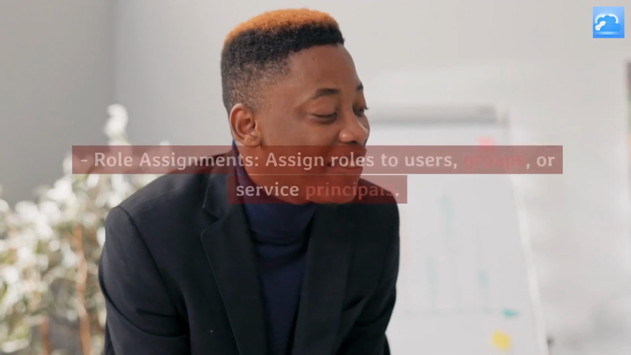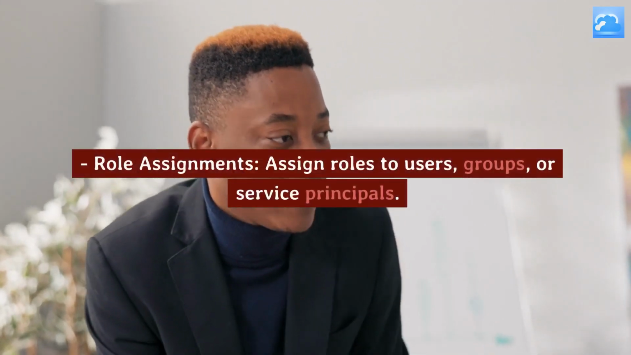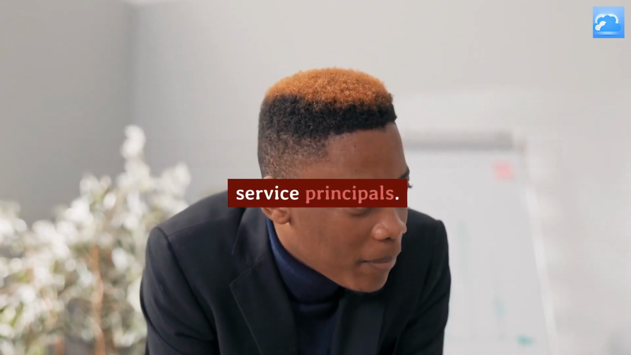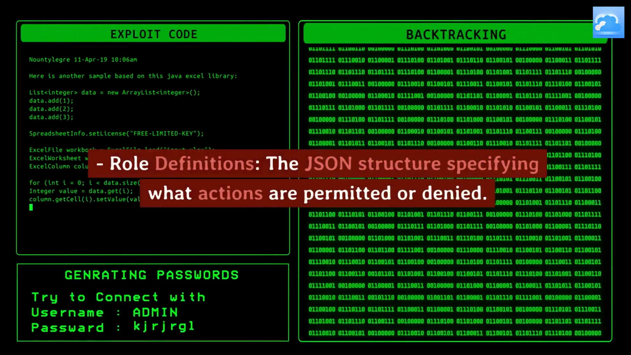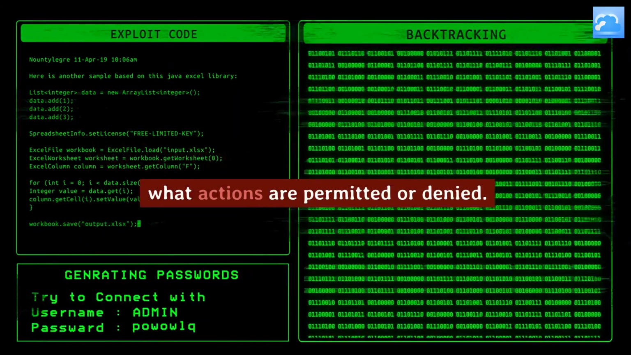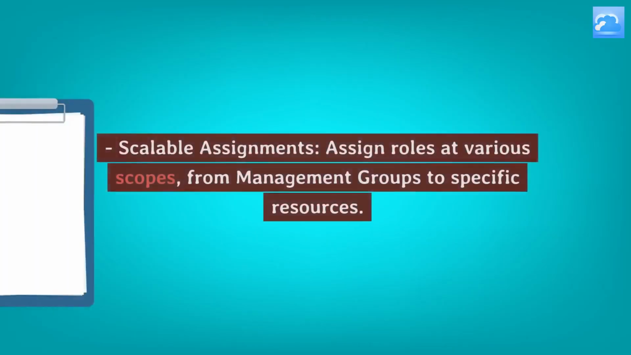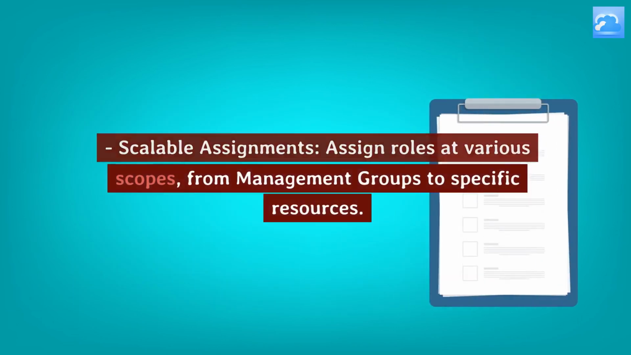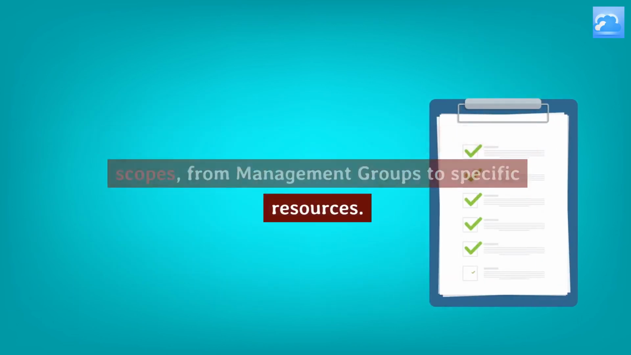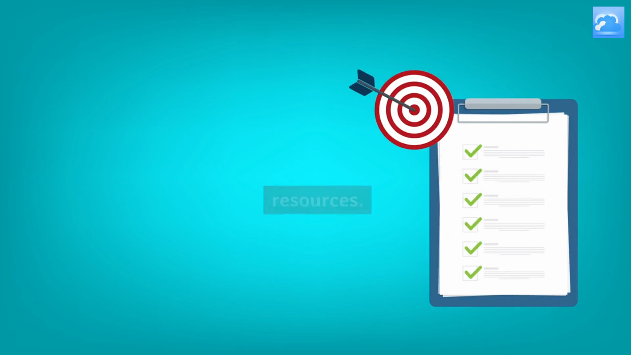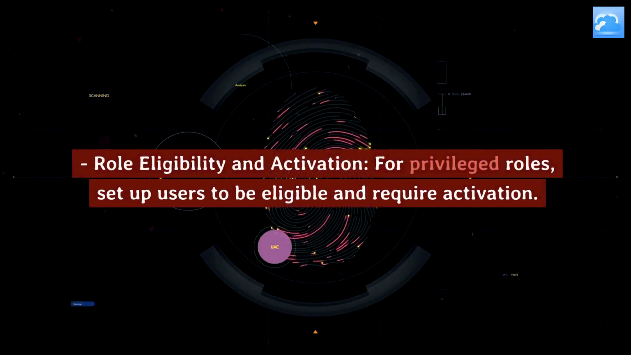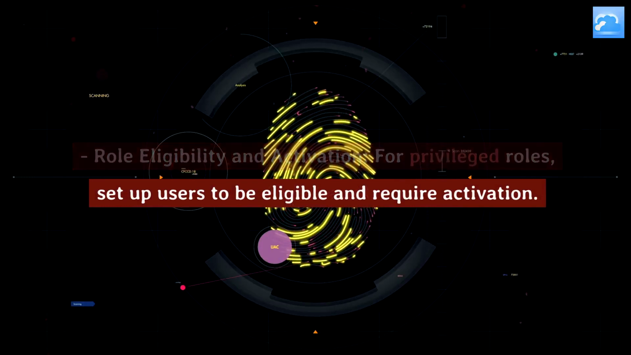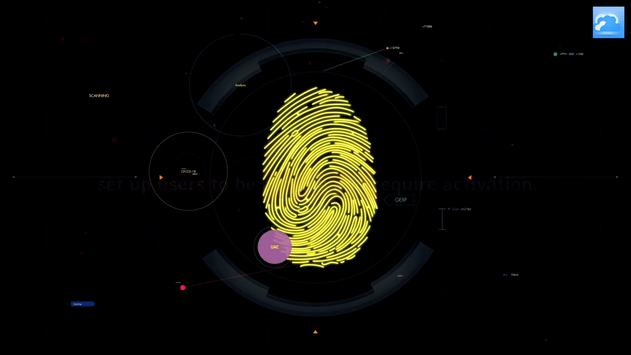Features. Role assignments. Assign roles to users, groups, or service principals. Role definitions. The JSON structure specifying what actions are permitted or denied. Scalable assignments. Assign roles at various scopes, from management groups to specific resources. Role eligibility and activation. For privileged roles, set up users to be eligible and require activation.